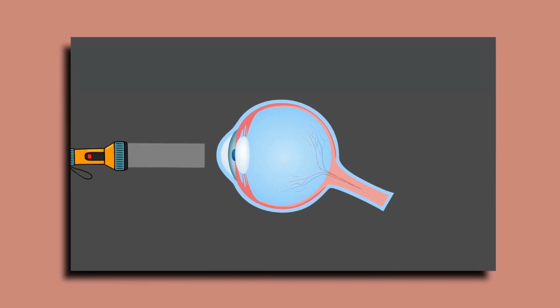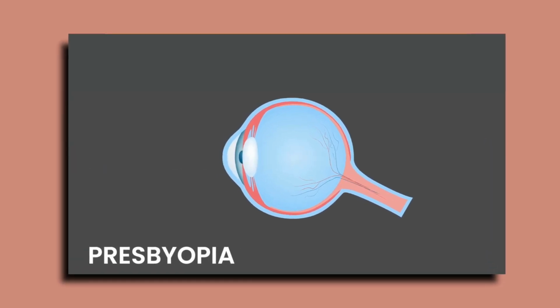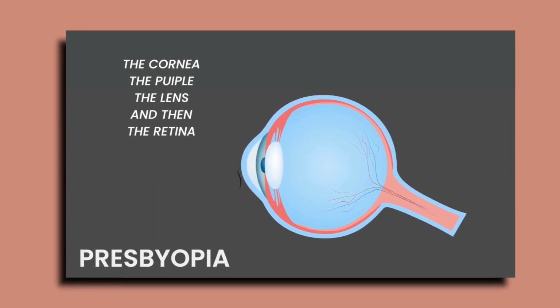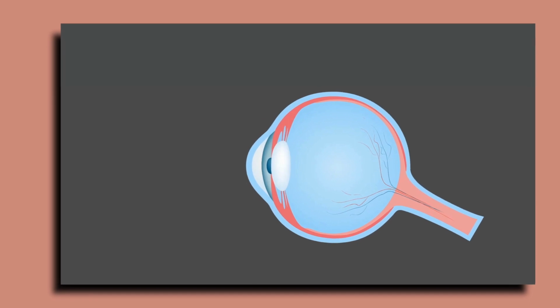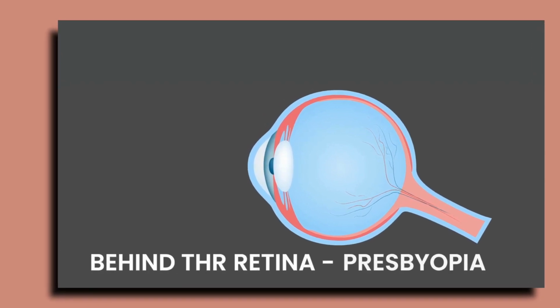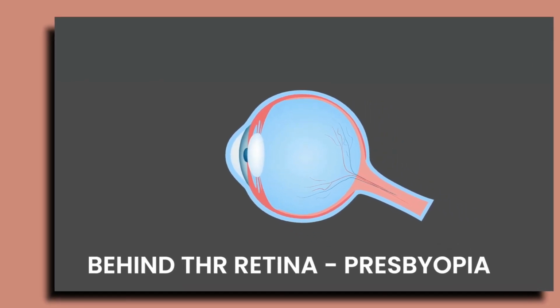Now look at this picture. Presbyopia: the cornea, the pupil, the lens, and then the retina, and the image is focused behind the retina. This is presbyopia.